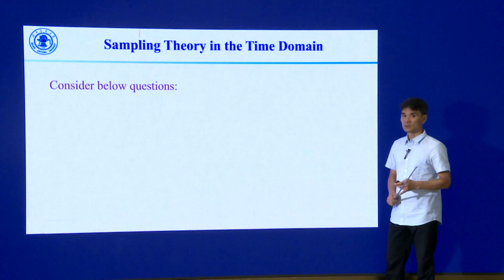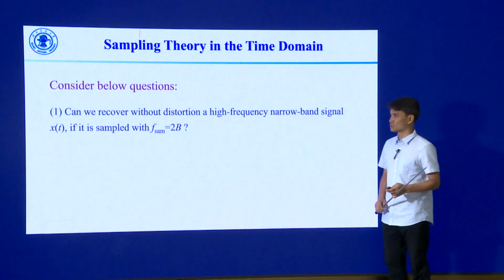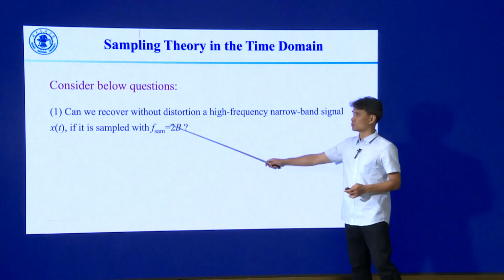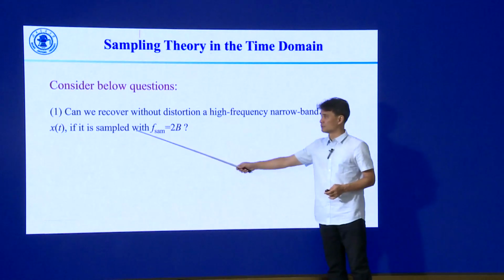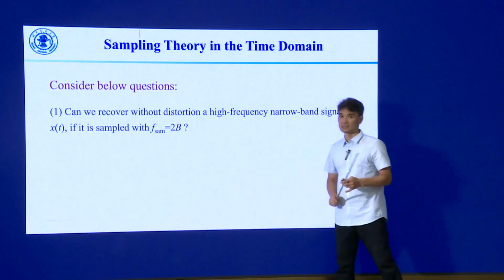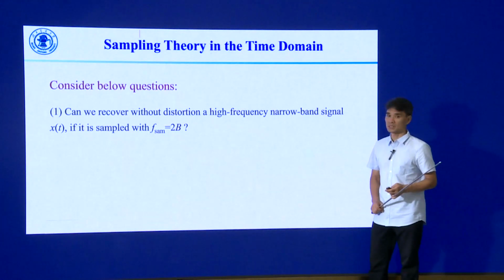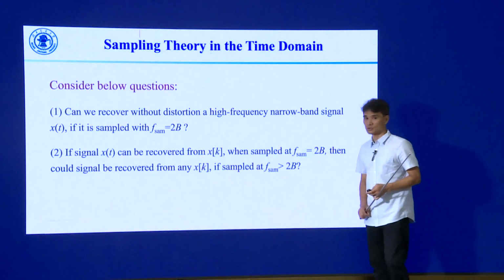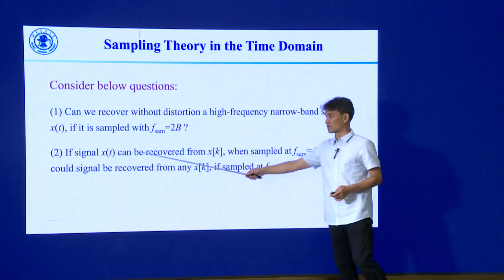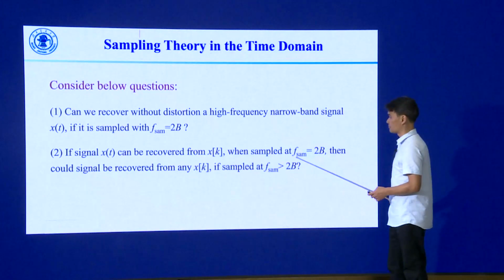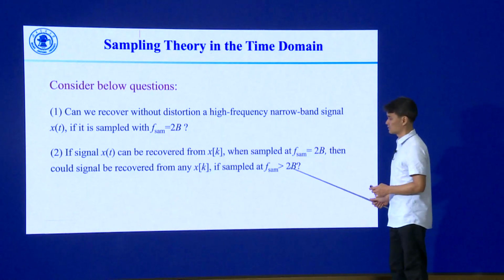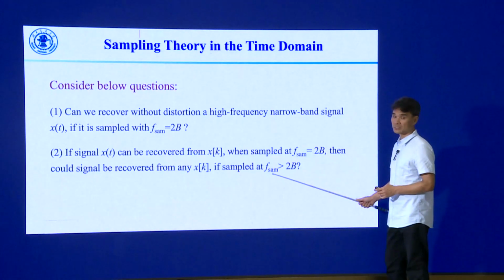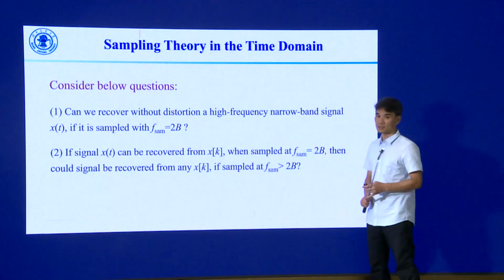Now let's consider two questions. One is, can we always recover a high frequency narrowband signal if we sample it at a sampling rate equal to twice the bandwidth? The second question is, if we can recover it using a sampling frequency equal to twice the bandwidth, can we recover it using any sampling frequency that is greater than twice the bandwidth?